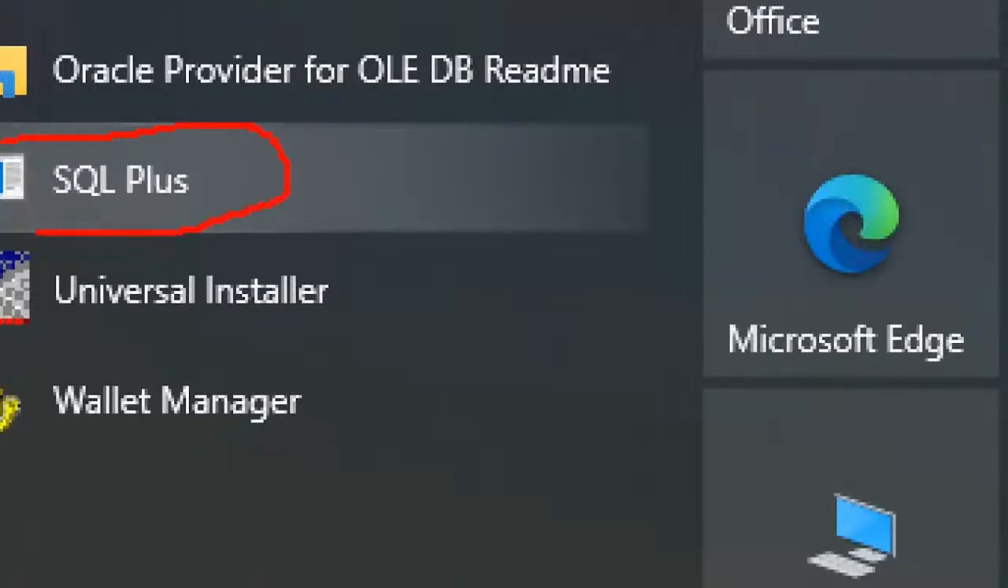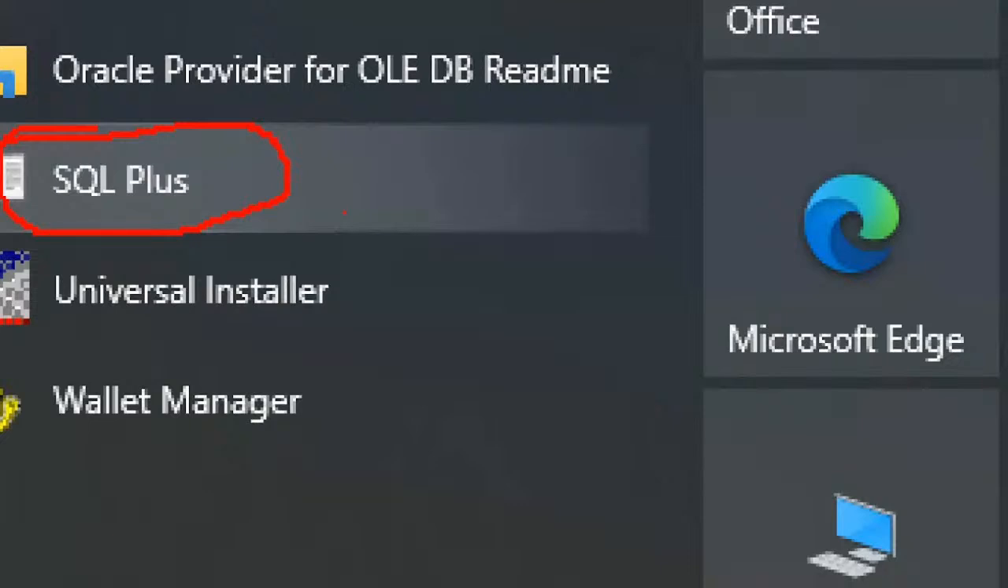Daily through this tool we interact with the server, that is, the Oracle database. Those are all things we learn in our course: what this tool is, what the server is, how it is connected, what the username and password are. SQL Plus is a default tool.